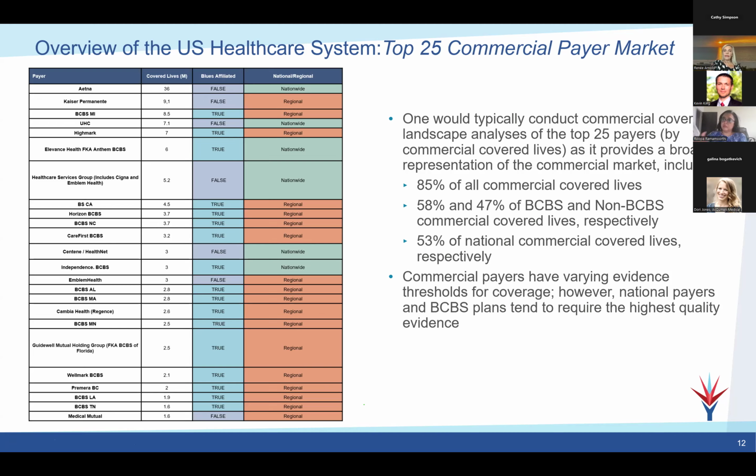The Blues in particular tend to require the highest degree of evidence for coverage. And you'd be surprised that you can Google what the coverage policy is from, let's say, Blue Cross Blue Shield for California. Of course, some of the bigger states have some of the bigger Blues plans: California, Texas, Florida. What's the coverage policy for my particular technology or something close to my technology? And it will often be available to you.